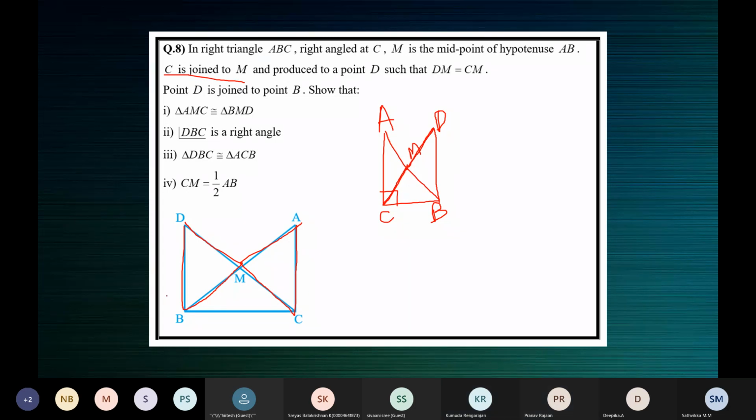Why? Reason? Because the line is divided into half. See the information given and tell me more clearly. Why is AM equal to BM? Because M is the midpoint and it is divided into two, DM and CM.